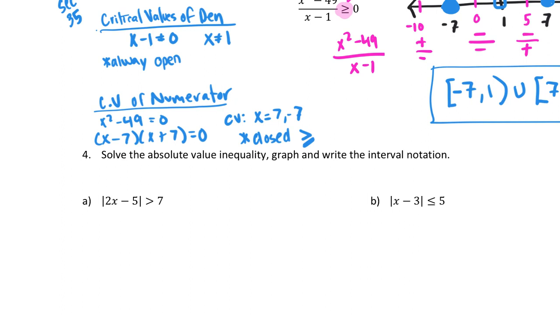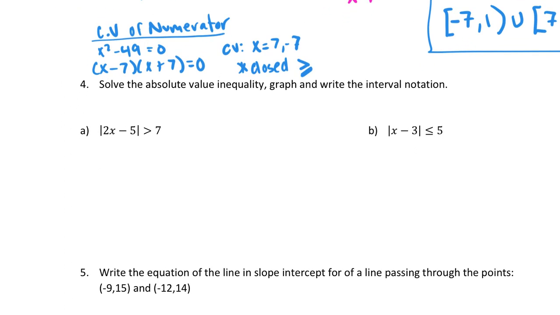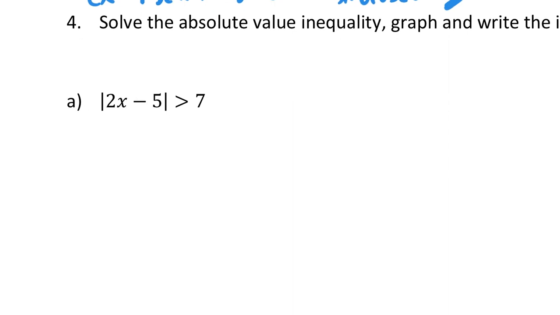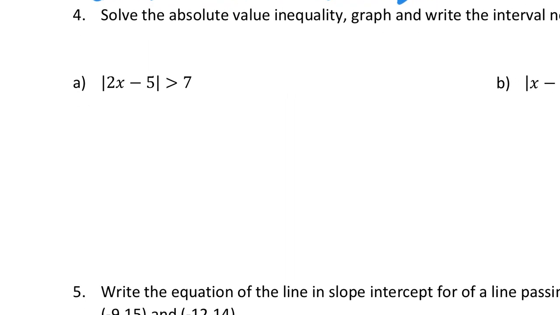Okay, I'm going to do 4a, and I'll let you try 4b on your own. I'll have 4b's answer on the written part, but I just want to give you one of these. It says, solve the absolute value inequality, graph, and write the interval notation. So this is going to be a multiple choice question, and you just need to recognize the graph. But we'll do the whole thing just to get used to interval notation.